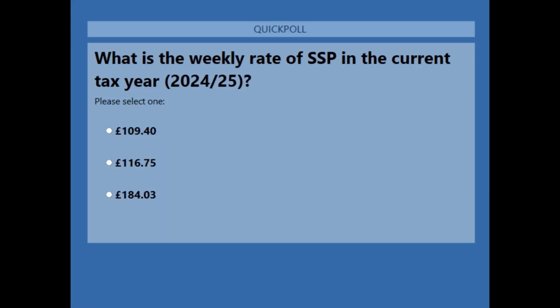So on your screen, what is the weekly rate of SSP in the current tax year, 2024-25? What is the current weekly rate of SSP in this tax year? Is it £109.40, £116.75, or £184.03? So I'll leave that open for about a minute. Most of you have got that right so far, so well done, but I'll share the results soon.